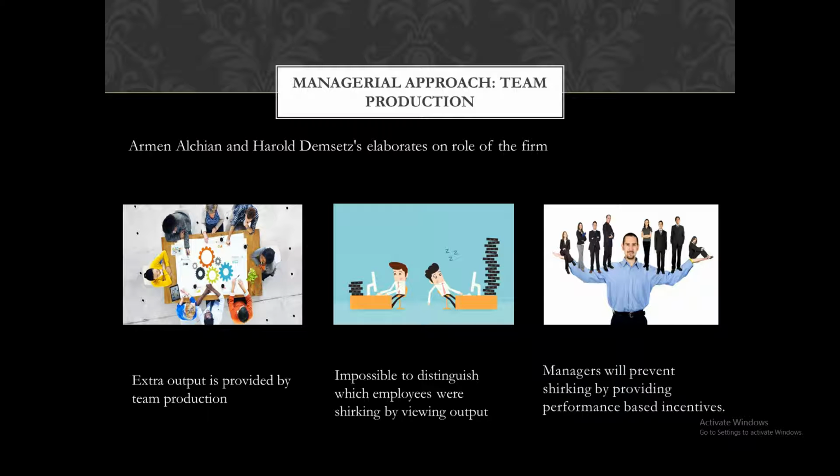From a managerial approach, Armen Alchian and Harold Demsetz elaborate on how team production increases efficiency in a firm. Extra output will be generated through certain team productions. However, it is also impossible to distinguish which employees are shirking by viewing only the output. As you see, the guy on the right is sleeping and the guy on the left is hard at work. But through looking at the output of the firm, you are unable to determine which guy was the high performance guy. So, the way to fix this is to have managers hired to monitor workers' production and incentivize high performance workers.